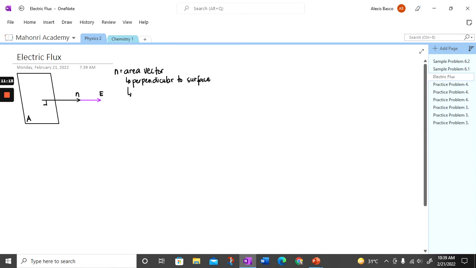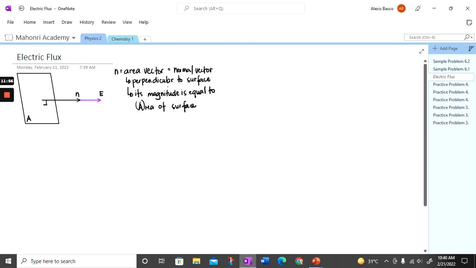And another thing about this N is its magnitude is always equal to A, or equal to the area of your surface. So that's one thing that I want you guys to remember about your area vector. I used the letter N because the area vector is also known as the normal vector. So every time I say area vector or normal vector or N, that's what I'm talking about.